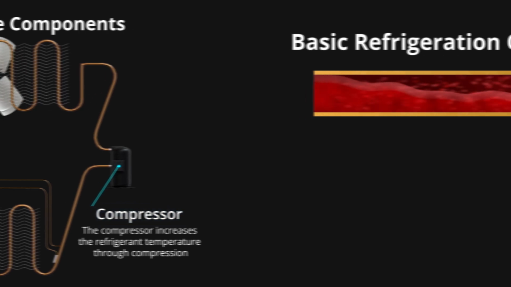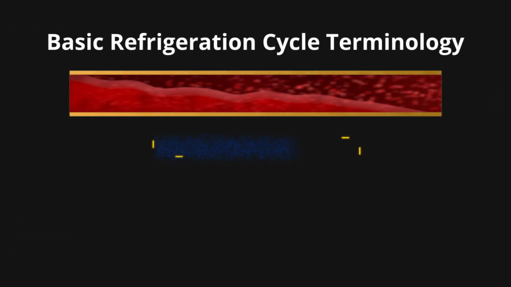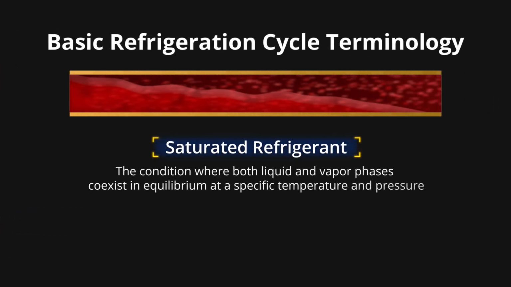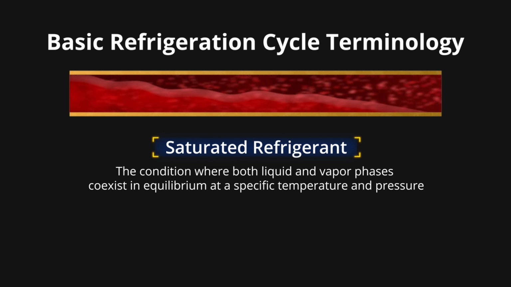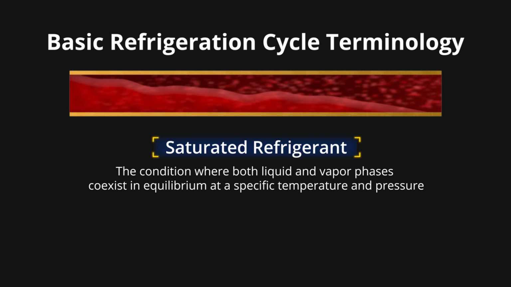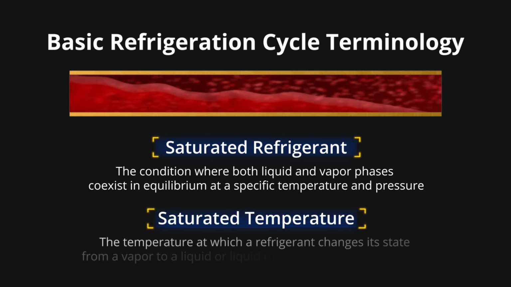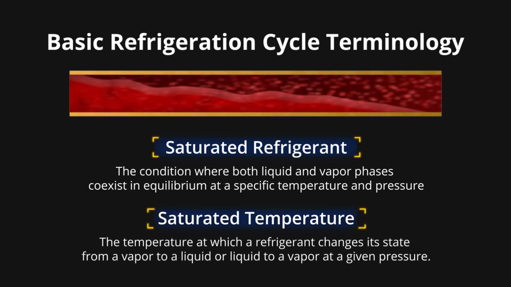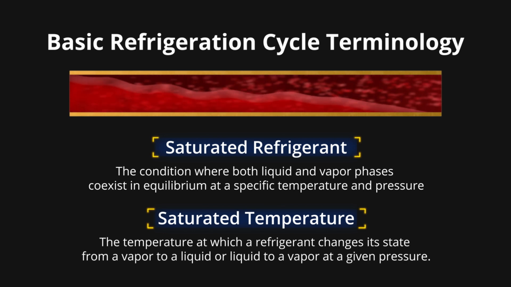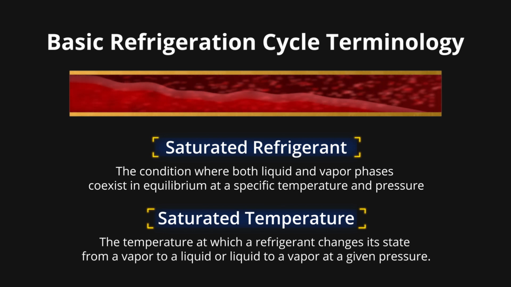Let's define a few basic refrigeration terms. Saturated refrigerant. A condition where both liquid and vapor phases coexist in equilibrium at a specific temperature and pressure. Saturated temperature. The temperature at which a refrigerant changes its state from vapor to liquid or liquid to vapor at a given pressure.